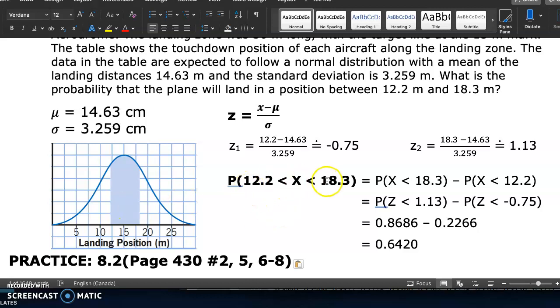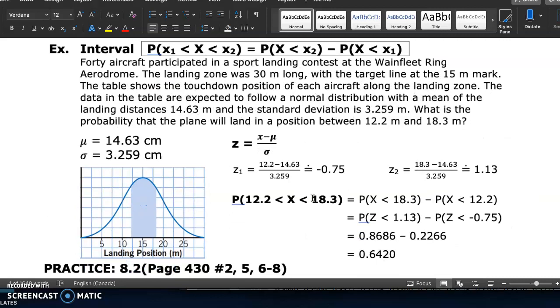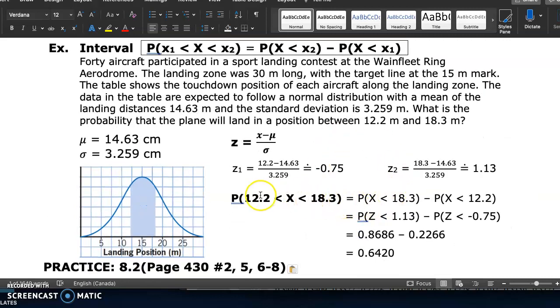So in this case, we have our maximum value for the interval and our minimum value for the interval. And we'll do our max minus the min. We calculate the z-score for each of those results and subtract them.